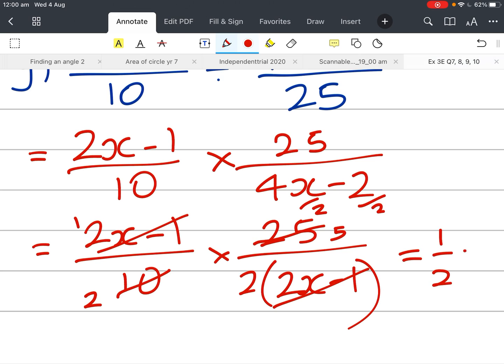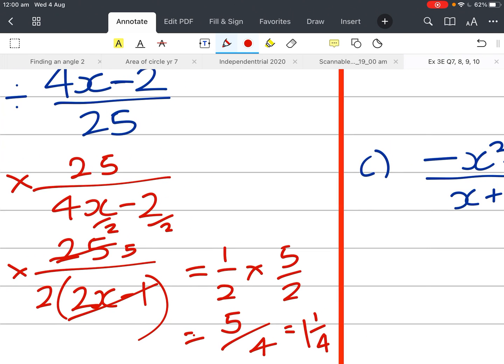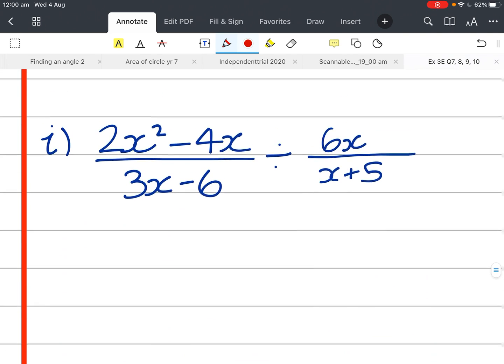1 over 2 times 5 over 2. So multiply top times top. I get 1 times 5 is 5. And bottom times bottom, 2 times 2 is 4. If you want, you could change that to 1 1/4. Either of those answers, if you got those, I'd be pretty happy.